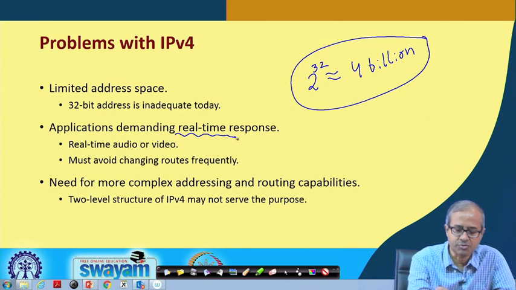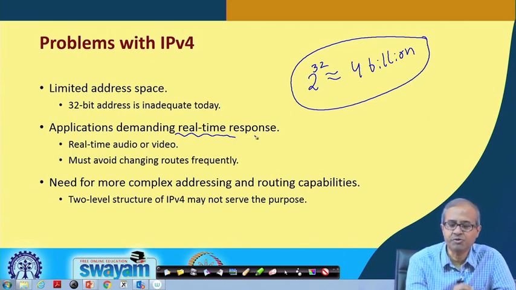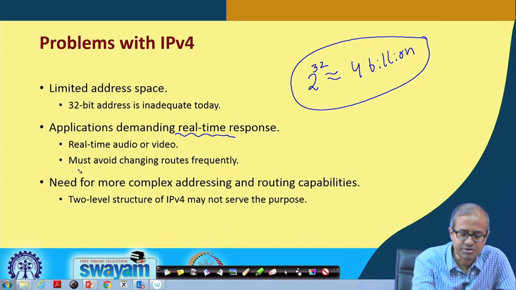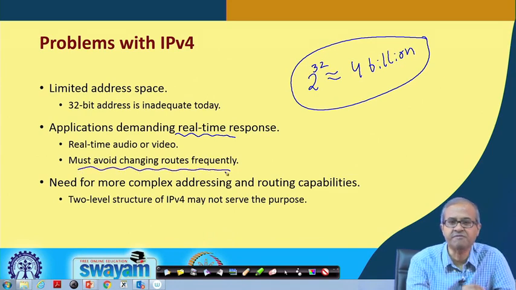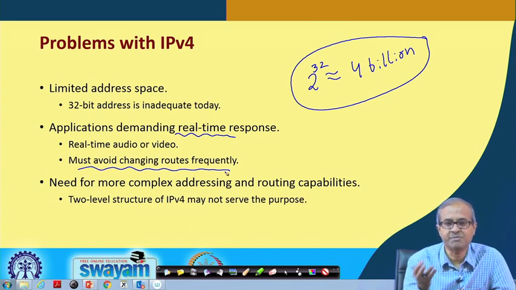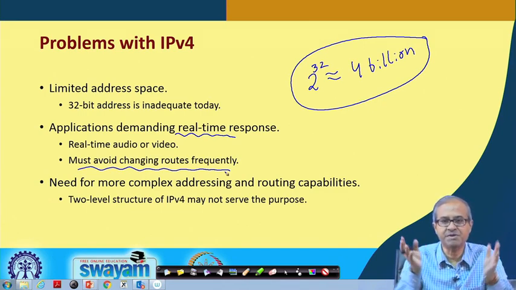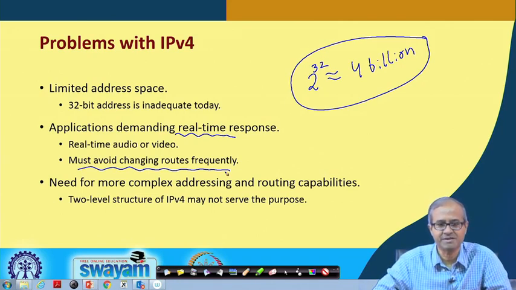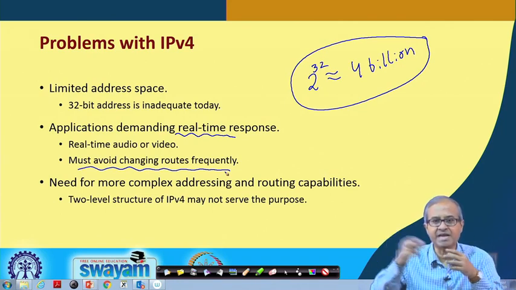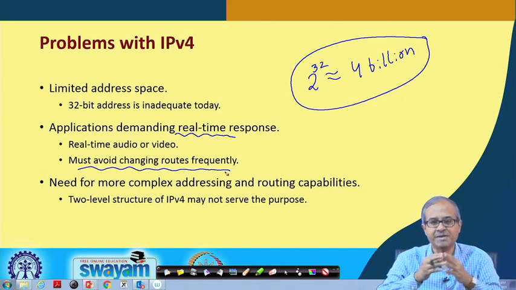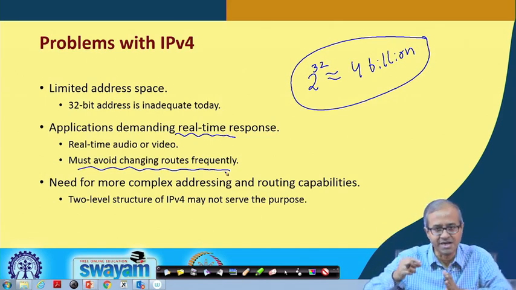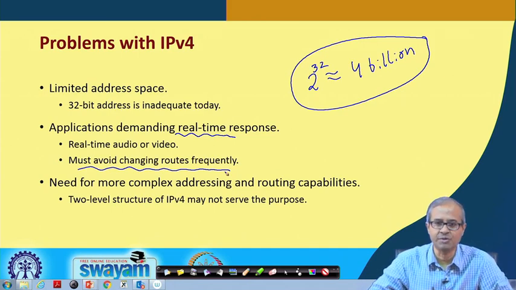For this kind of real time response, one requirement is that you should not change route very frequently, because we mentioned that IP uses some kind of dynamic routing and packets may follow different paths at different times. If the packets that correspond to a video stream are following one path, and suddenly start following another, longer path, the delay will increase. That kind of variable delay may not be desirable for such real time applications.